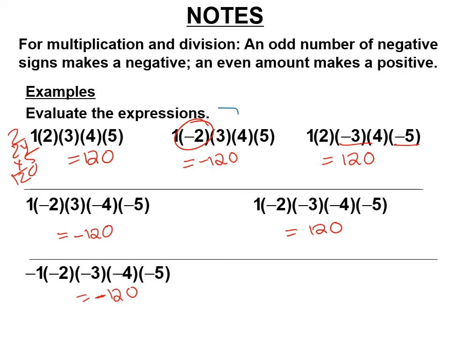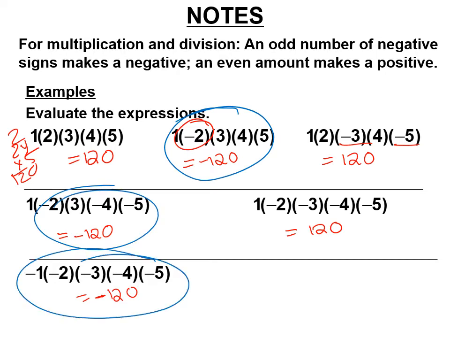If you have an odd number of negatives in the problem, it doesn't matter how many numbers there are, it matters how many negative signs you see. If you have an odd number of negatives, 1, 3, 5, 7, 9, the answer is going to be negative in a multiplying or dividing problem. If it has an even amount of negatives, 0 is even, 0, 2, 4, 6, 8, 10, the answer will always be positive. Okay?